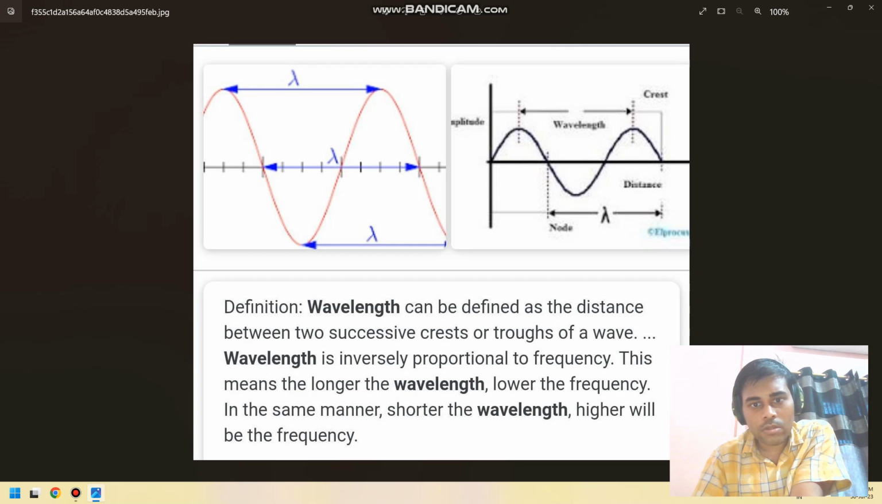So the crest is from this point to this point. If you join, this length is called lambda. Here you can also see this is the wavelength. Lambda is the wavelength. The symbol of wavelength is lambda. This is the crest. Here also you can see this is lambda.